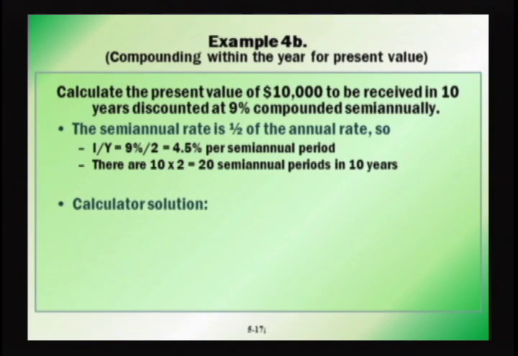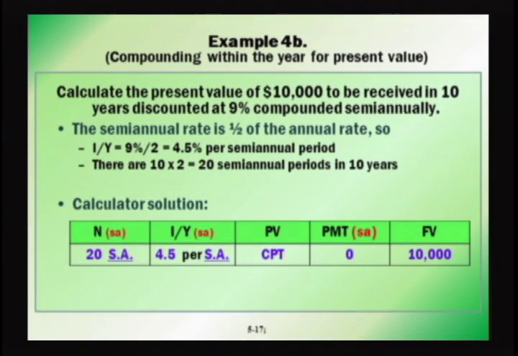So if I put that information into the calculator, there we have it, 20, and I put the S-A in there just to remind us, it's 20 semi-annual periods. It's 4.5% interest per semi-annual period. My future value in this case is $10,000. What do I need to start with?